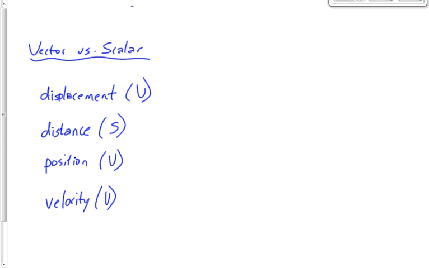Two more. One that goes along with velocity. It's almost the same thing, in fact, as velocity. Remember what it was? Speed. Good. Speed is a what? A vector or a scalar? Good.